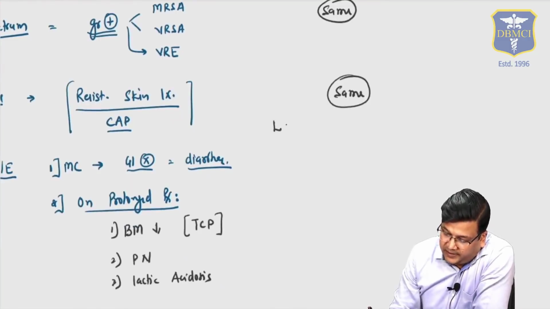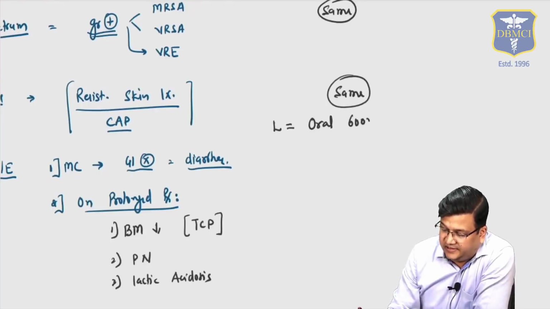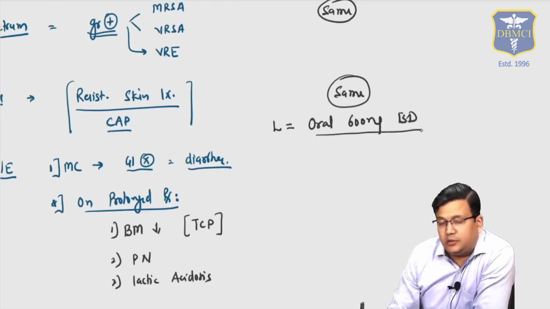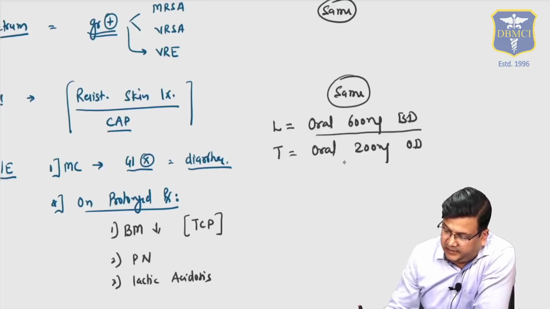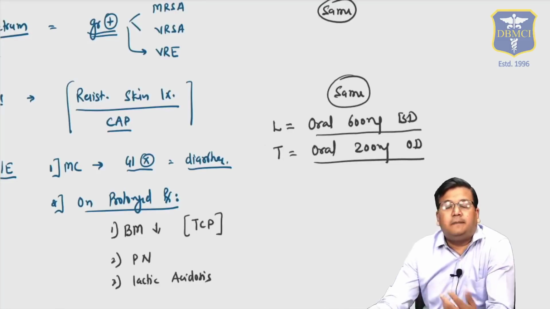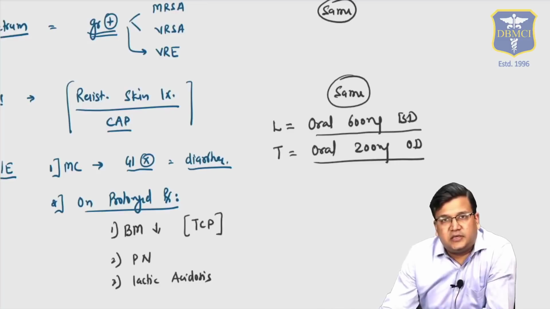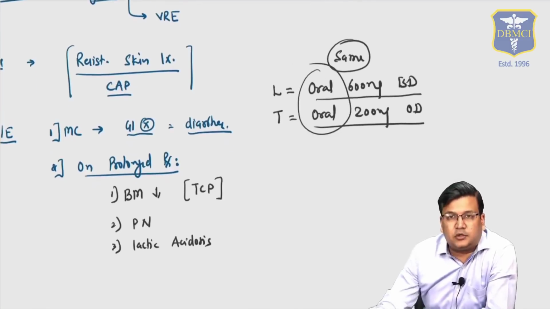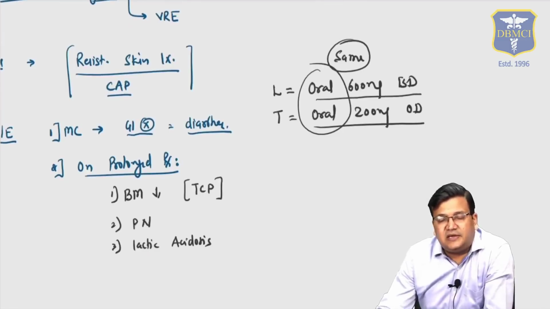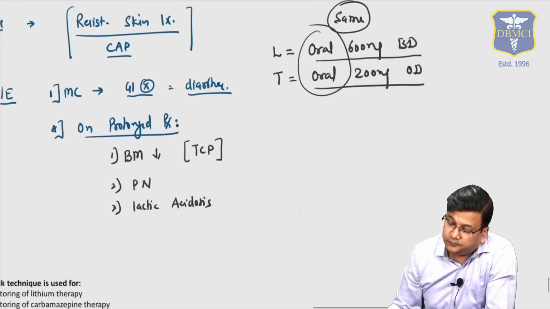Linezolid, denoted by L, is given mostly orally, 600 milligram twice daily. So linezolid is given twice a day, mostly orally. Tedizolid, denoted by T, is again given orally, 200 milligram once daily. So it's a longer acting drug than linezolid. So that is number one difference, longer acting. Both are given orally, so their oral absorption is decent. They have excellent oral absorption, no problem there.